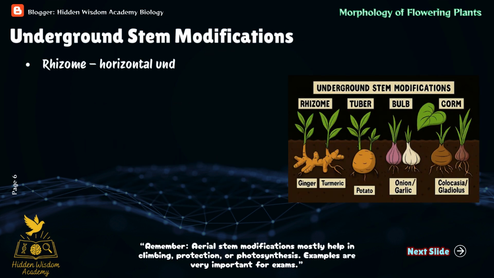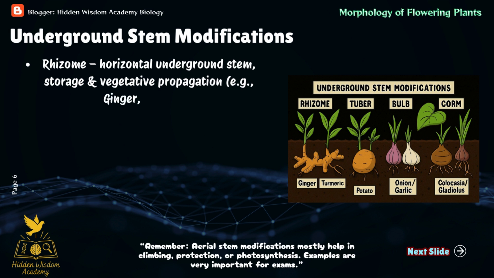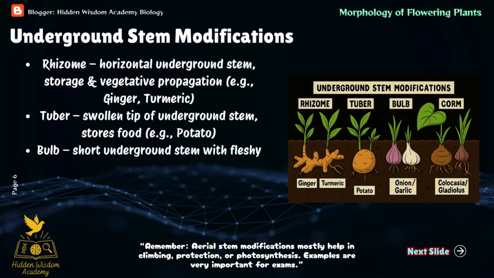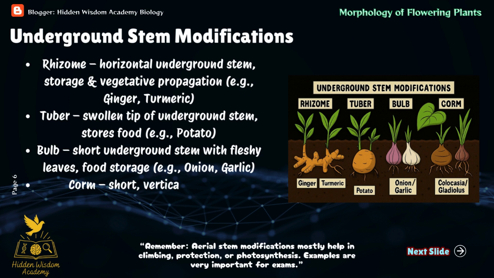Now, let's talk about underground stem modifications. Underground stems help in storing food, surviving tough conditions, and vegetative reproduction. Rhizomes are horizontal stems, like ginger and turmeric. Tubers are swollen stem tips, like potatoes. Bulbs have a short stem with fleshy leaves for storage, as in onion and garlic. Corms are short, vertical, swollen stems, like colocasia and gladiolus.